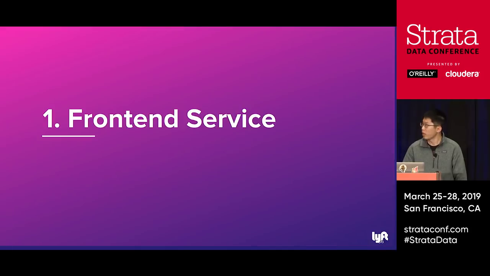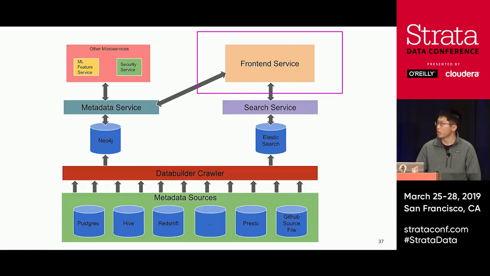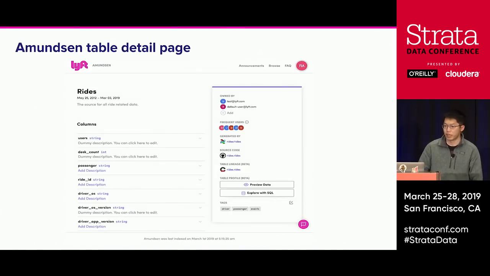So first, what is a front-end service? The front-end service is written in React.js and the Flask web framework, and is used for data discovery. So let's do a little recap from Mark about what an Amundsen table detail page looks like.